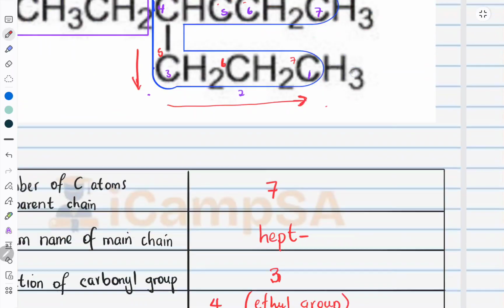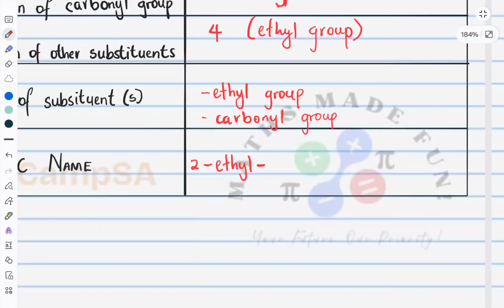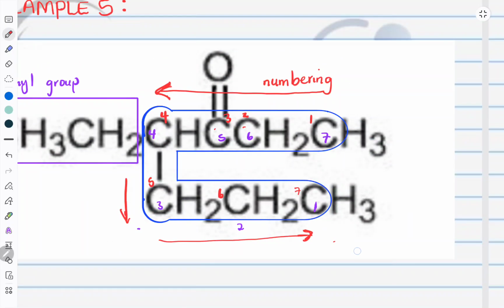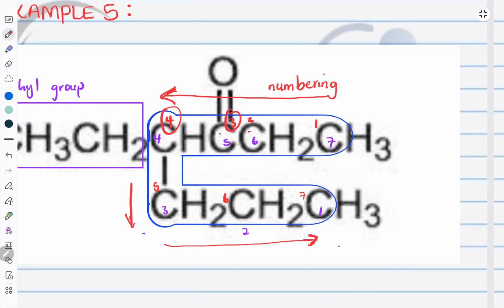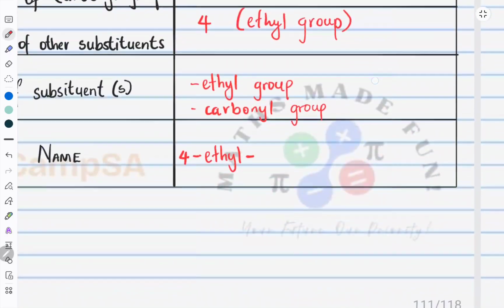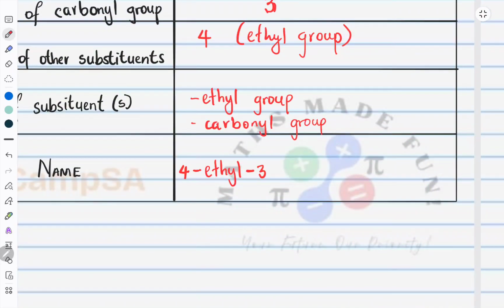Did we make a mistake here? Oh, this is 4, sorry, not 2. The ethyl is on carbon atom number 4. So the carbonyl group is on carbon atom number 3. If you can check there, that's 3. The other one is on 4. So we'll say 3, and then it's hept. Remember, we must separate using hyphens or dashes. Heptanone, because we are dealing with ketones.